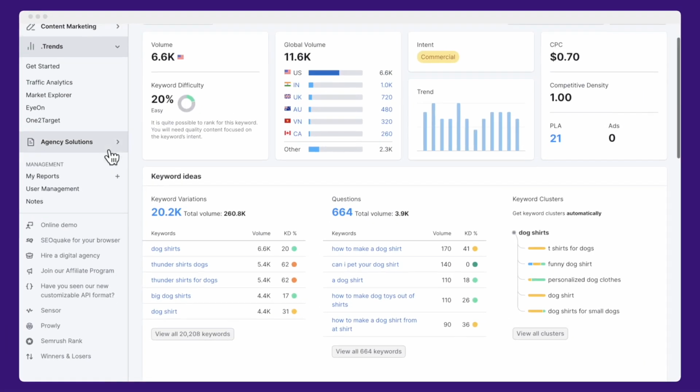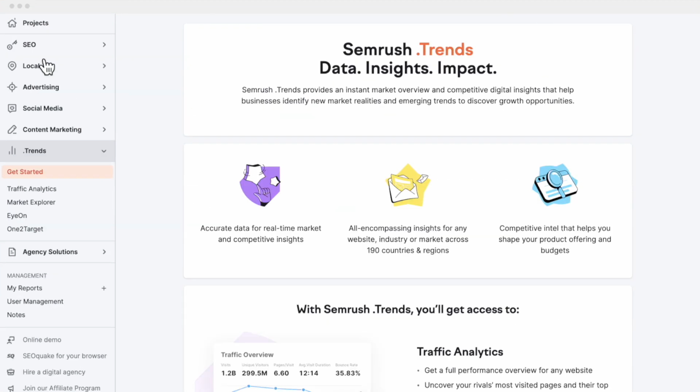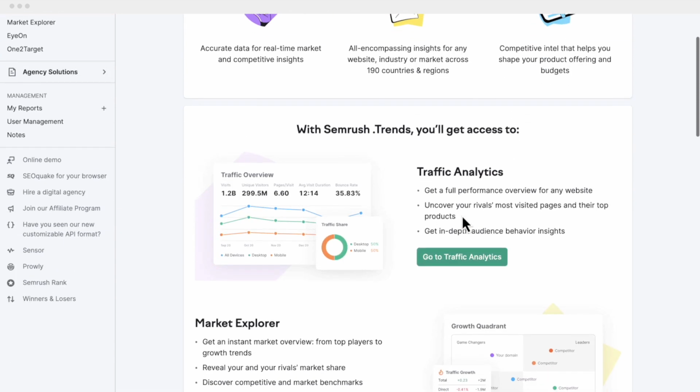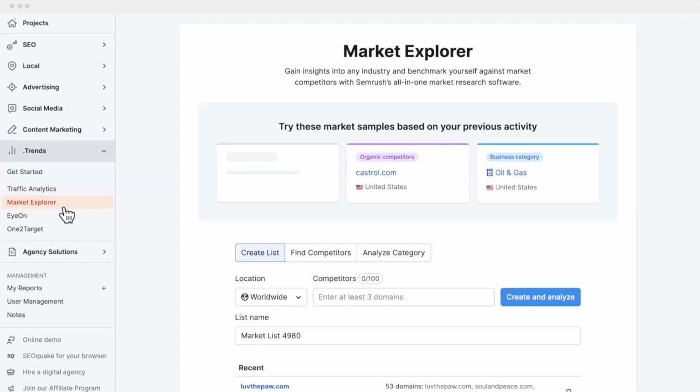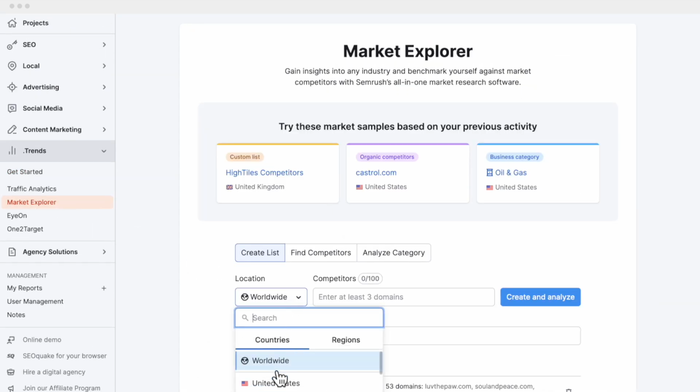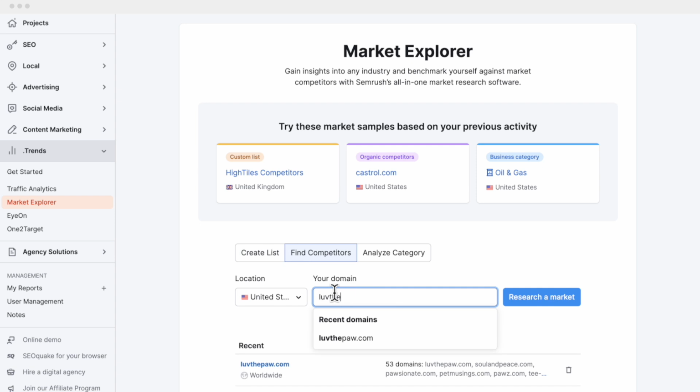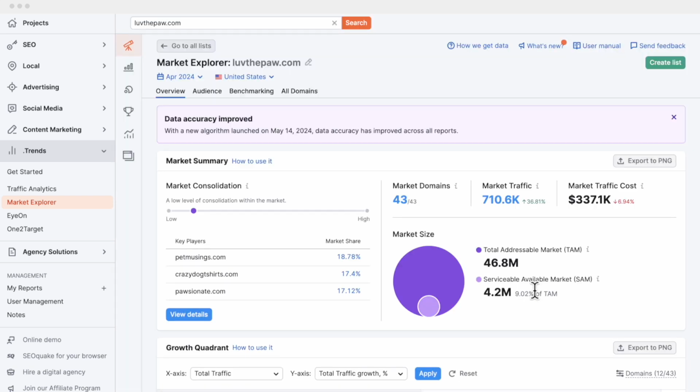Okay, now, for a broader look at this market, I'm going to take you to one of these competitors, let's say lovethepaw.com, and add it to our .trends toolkit. .trends is a super cool and powerful tool that provides an instant market overview and competitive insight so you can identify the stuff you care about when it comes to SWOT, opportunities and threats. I'm going to use the Market Explorer tool. When I type one of my competitors and hit enter, oh my God, I get a lot of cool intel.